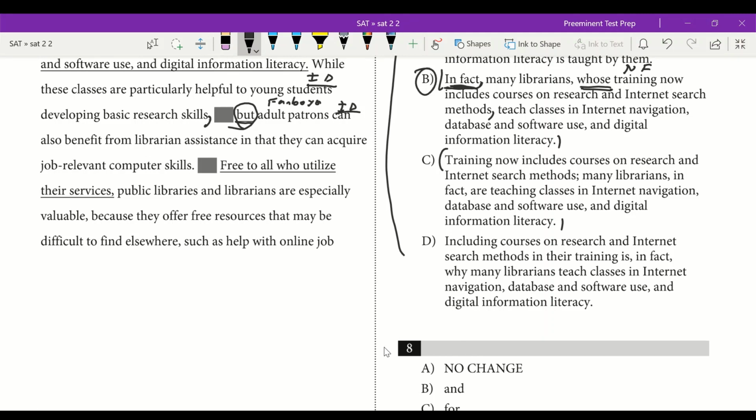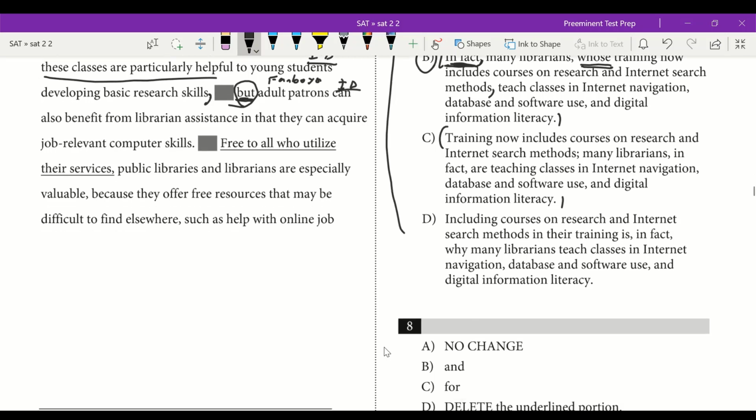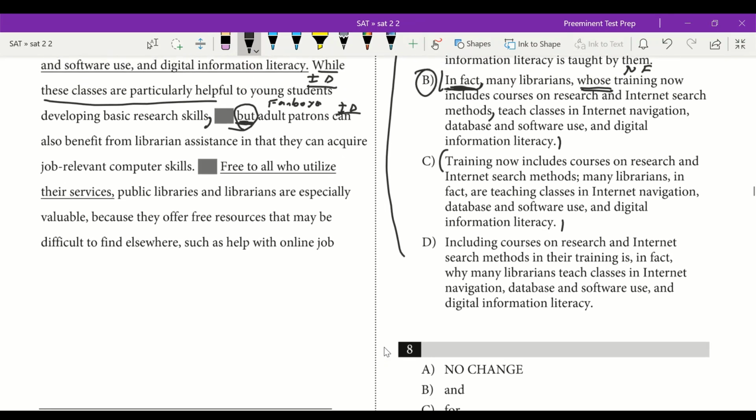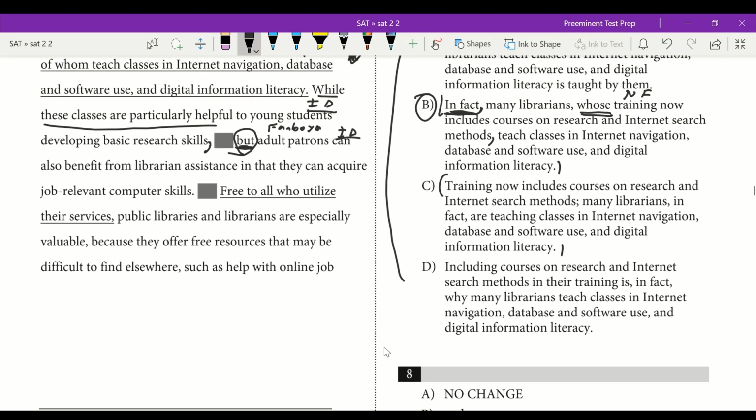So we have, "while these classes are particularly helpful to young students developing basic research skills." Well, while these classes are particularly helpful, that kind of sets us up for a contrast word, right? Well, they're helpful to these people, but maybe not to these people. So "but" could be our answer, but we're going to go and see what our other options are, right? Well, looking at this, I read, "while these classes are particularly helpful to young students developing basic research skills." Well, that's actually not an independent clause. So when I see this comma and "but," I would anticipate it being one, it's actually not, right?